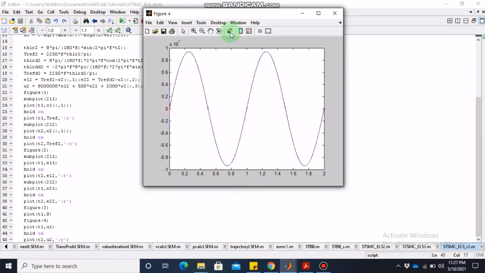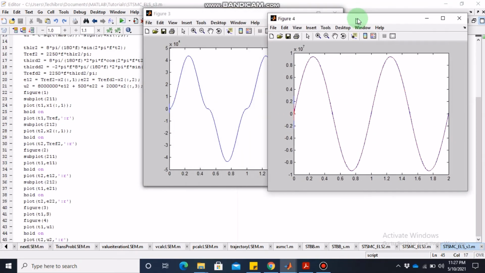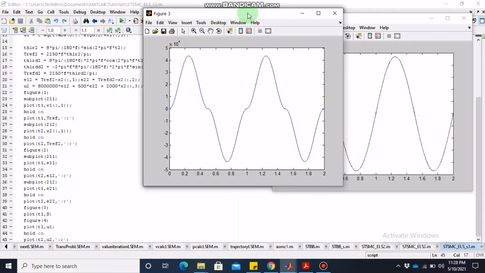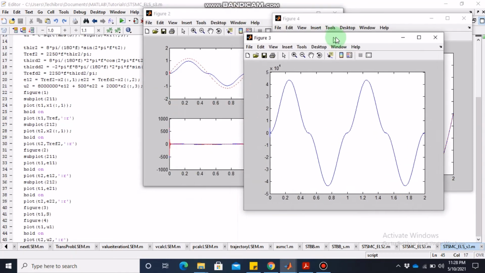So this figure 4 is the comparison of control magnitudes. You can see there that both controllers, sliding mode and PID, have almost exactly the same control effort applied to the system, which is quite astonishing. This is the sliding surface. It is oscillating around 0. It does not exactly become 0.